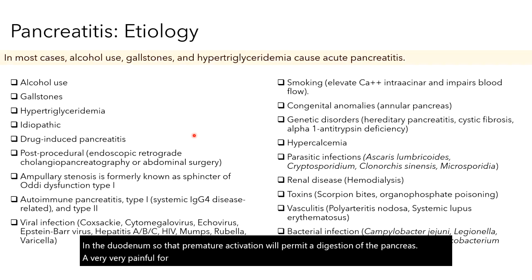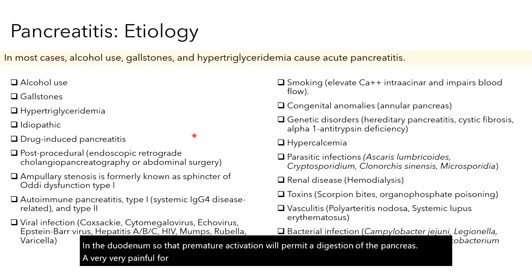What are the etiologies for pancreatitis? Usually alcohol and gallstones, but also hypertriglyceridemia are the most common causes for acute pancreatitis. Remember that sometimes we don't know what causes it. Also, drugs can produce pancreatitis. There's a lot of things that can produce pancreatitis. I mentioned toxins after a scorpion bite or poisoning. You also have autoimmune pancreatitis.